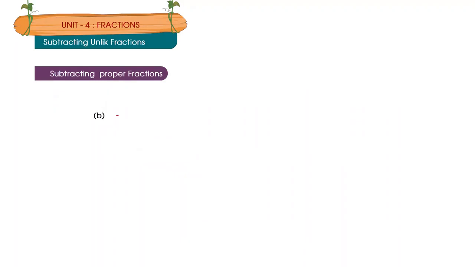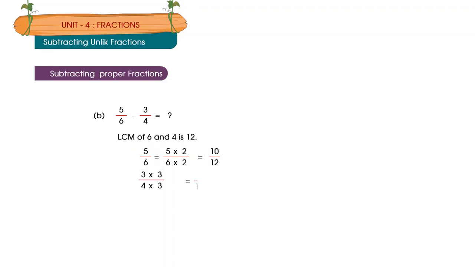B. 5/6 minus 3/4 is equal to how much? LCM of 6 and 4 is 12. 5/6 is equal to 5 into 2 by 6 into 2, which is 10/12. 3 into 3 by 4 into 3 is equal to 9/12. Therefore, 10/12 minus 9/12 is equal to 1/12.